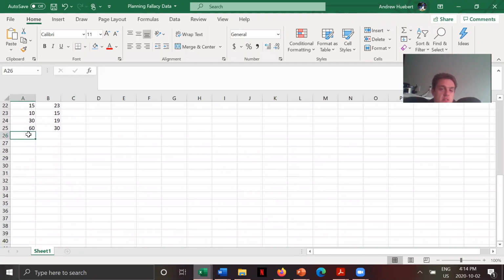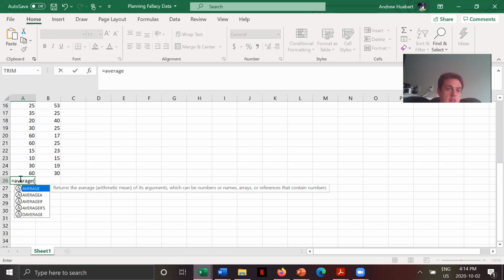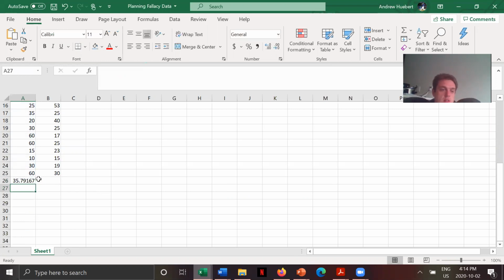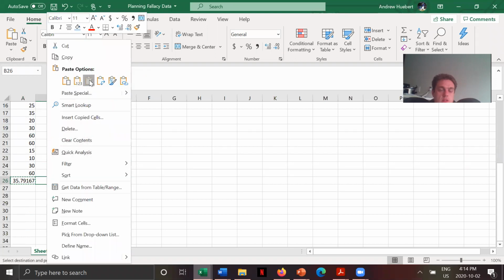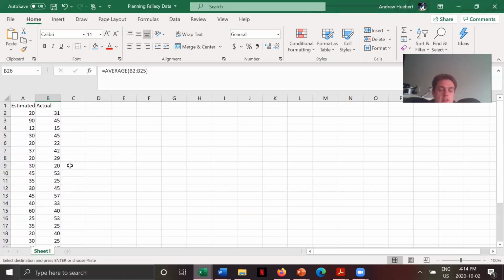So let's just get our means first. We'll get those into VassarStats anyways, but it's a good skill to have. So just equals average, and then the range you want. So A2 to B25. Then just copy that and paste it over here. So there's our scores, estimated versus actual.